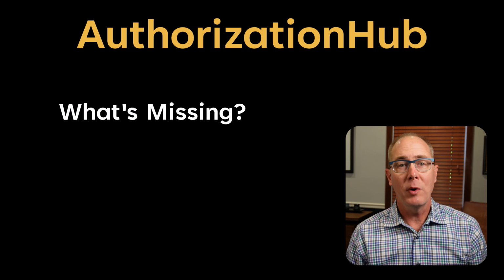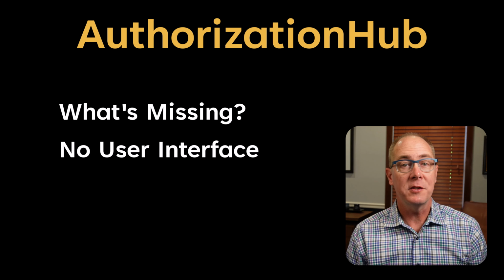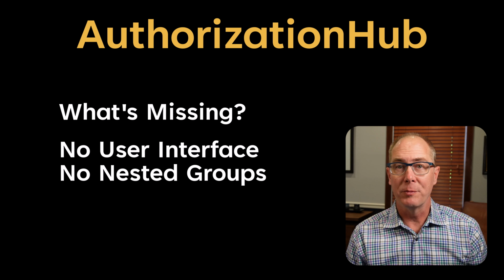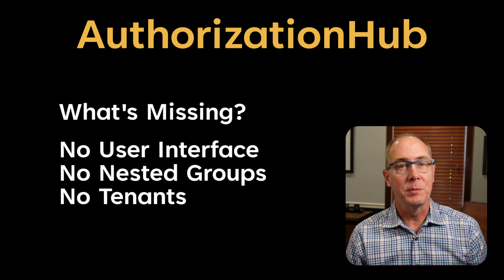Out of the box, web applications don't have a user interface to manage users and groups, so you have to write one on your own. There's no nested groups. Well, there's no groups. So people use roles as groups, and there's no notion of a tenant. So how does AuthorizationHub fix these problems?